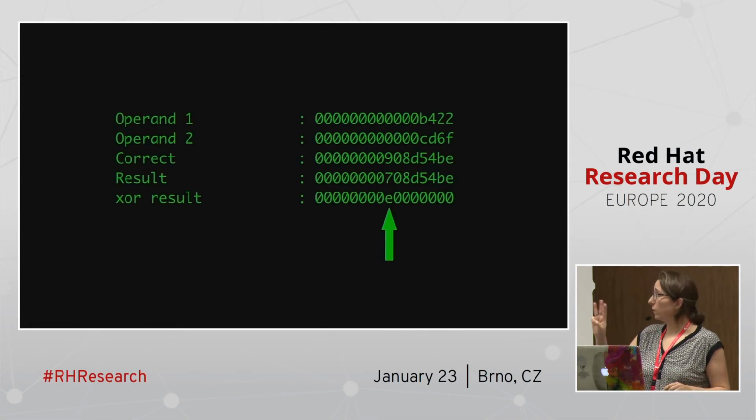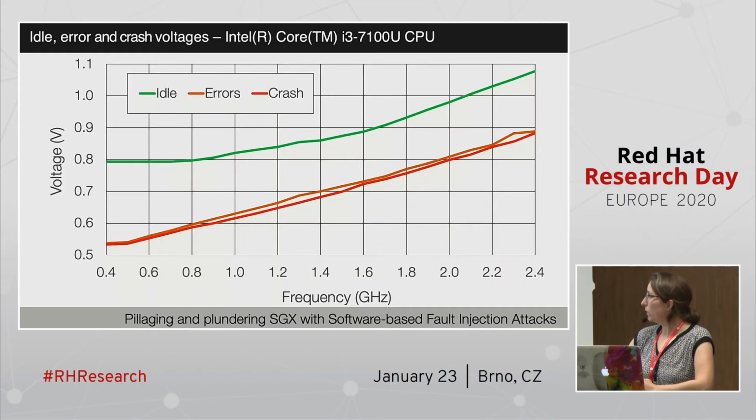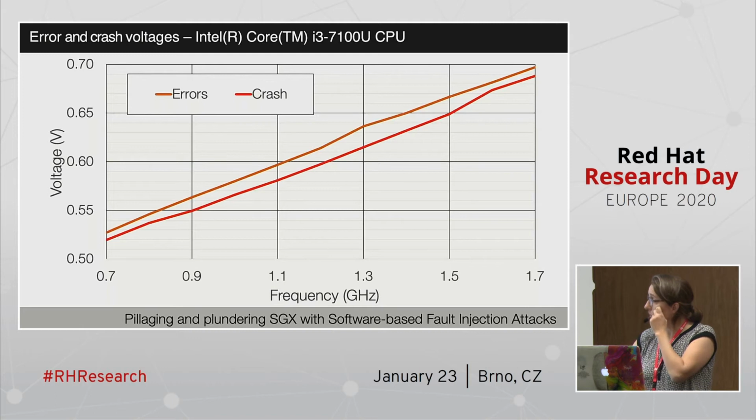You'll notice the bit flips, when they do flip, when we undervolt, they're always contiguous. They're always next to one another. So there's my idle, there's my errors, and there's my crash. And actually, the areas in the middle were where we found we could do it the most consistently without the machine crashing, which was lovely.